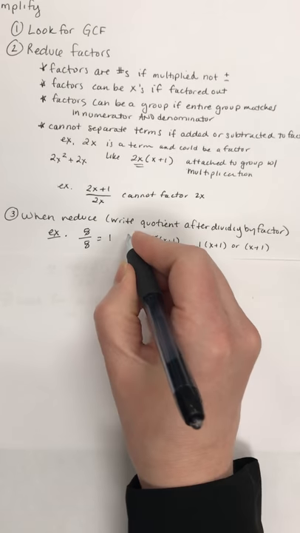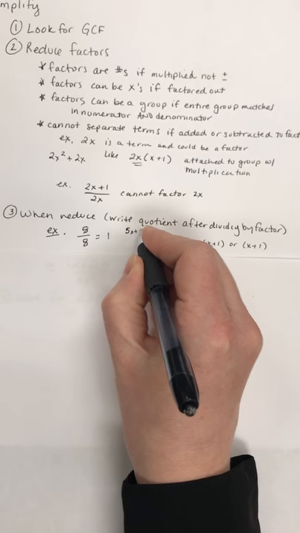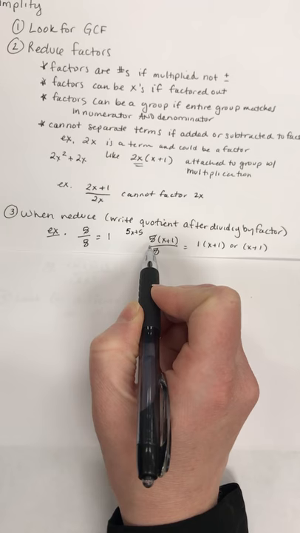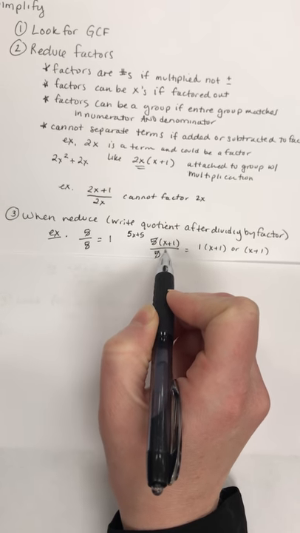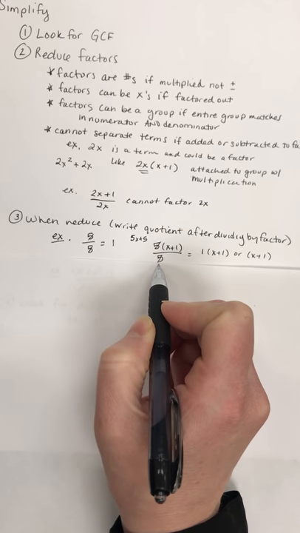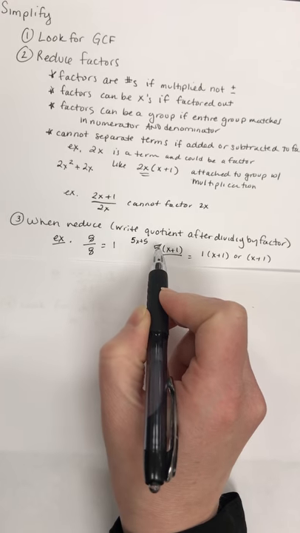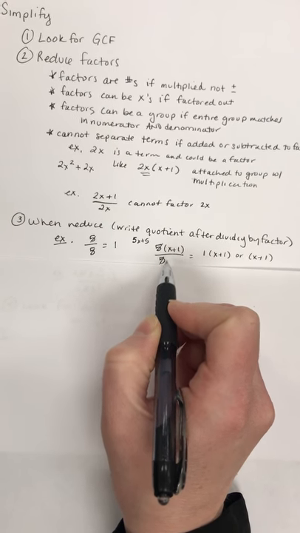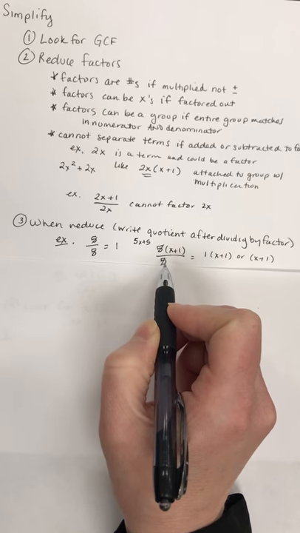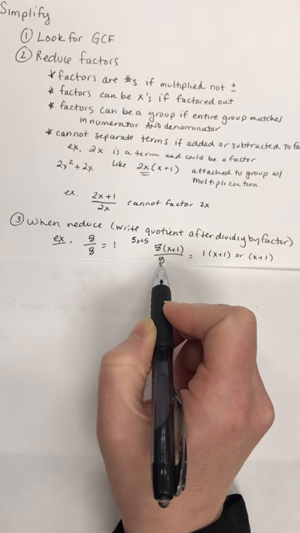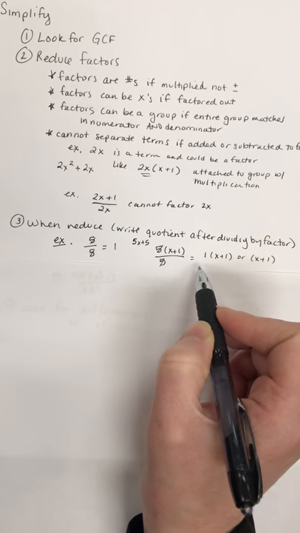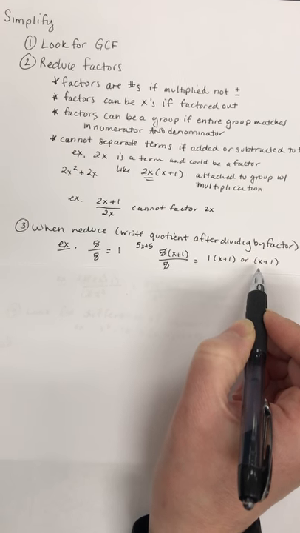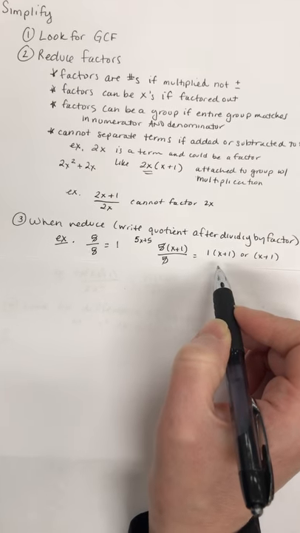So for example, if I had 5 parentheses x plus 1 in my numerator, because maybe I took out 5 from 5x plus 5, and I would have said, oh, look, 5 is a greatest common factor. If I wrote it as 5 parentheses x plus 1, and it happened to be over 5, these 5s can factor out, because in the numerator, 5 is attached through multiplication to the group, and 5 in the denominator is alone, so I can factor those. So 5 divided by 5 is still 1. You can think of that as 1 times the quantity of x plus 1, or you can just write x plus 1, because we don't usually write a coefficient of 1.